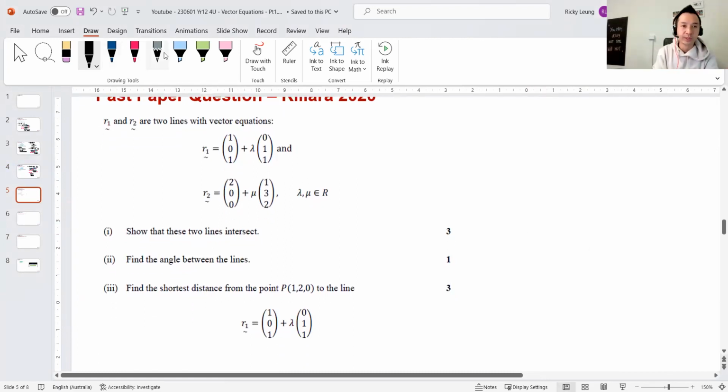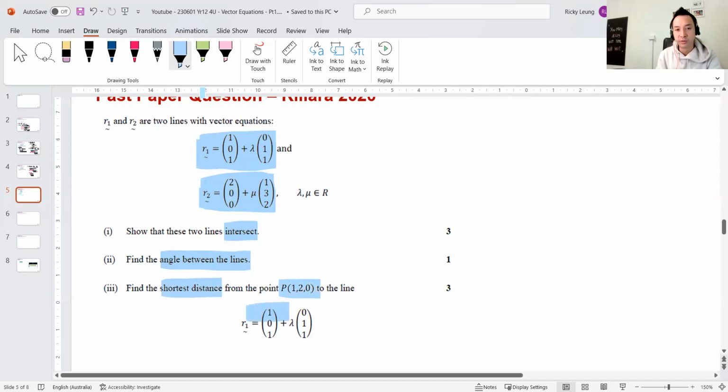So this question, they gave us 2 equations. One vector equation there, one vector equation there. And what are they asking? Show that 2 lines intersect. Okay, that's classic, what we did before. Find the angle between, and then find the shortest distance from the point to this line, which is the first equation there. So part 1, let's play the game.